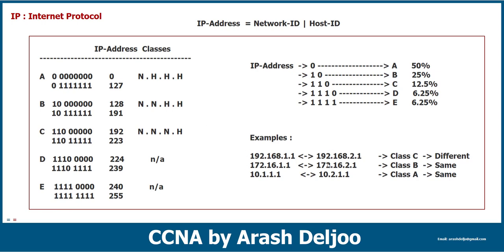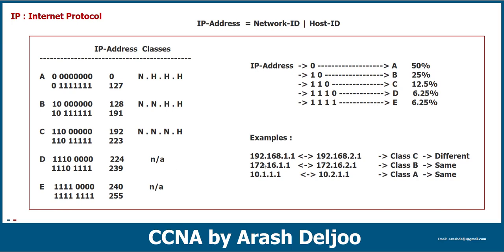Here we can see some examples. The first example, 192.168.1.1, 192.168.2.1. As you can see, these 2 IP addresses are residing in class C, because 192 is a member of 192 to 223, and because of that, the first 3 octets should be compared, 192.168.1 with 192.168.2. These 2 parts are different. Because of that, these 2 addresses are residing in different networks.